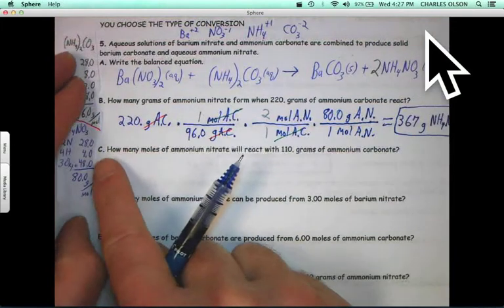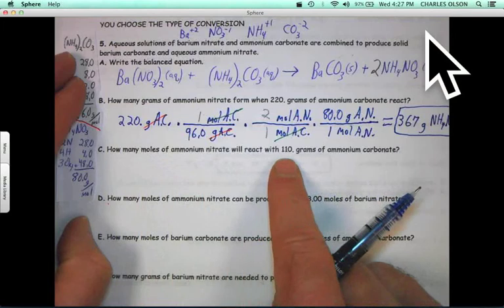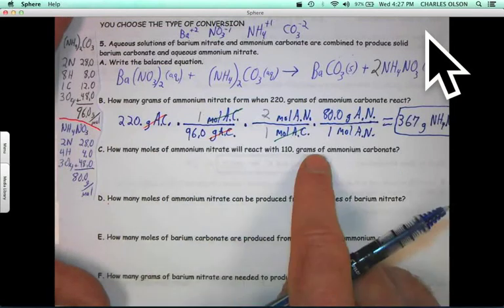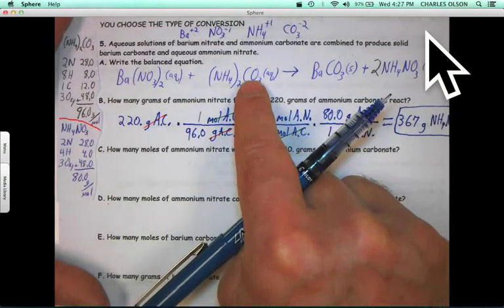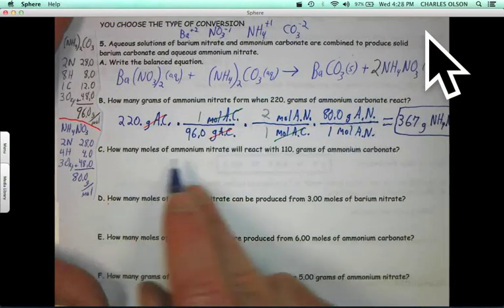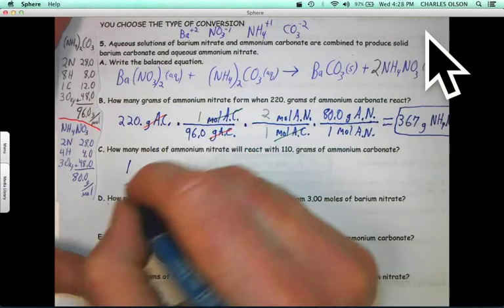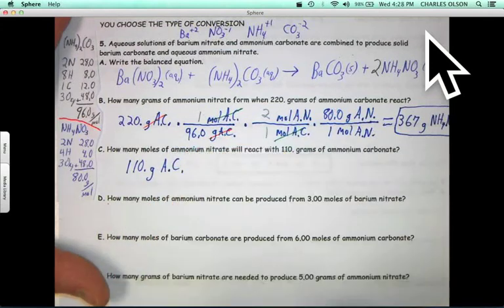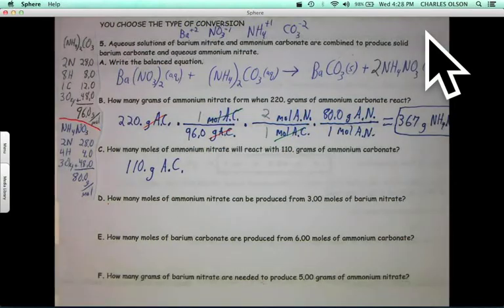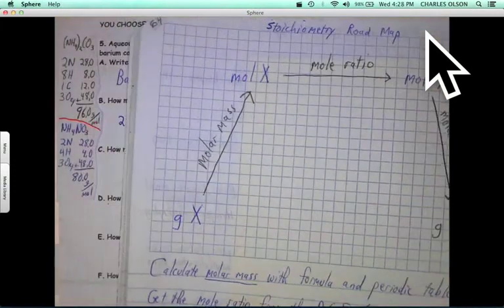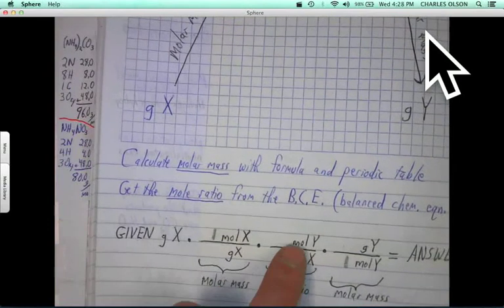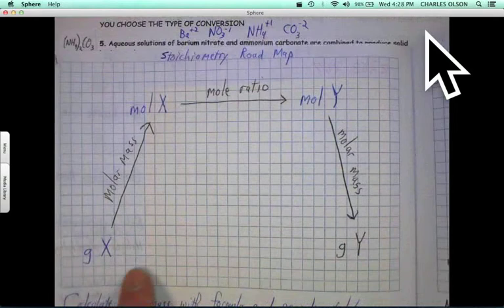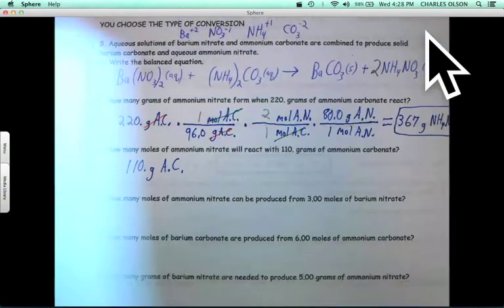Let's try C. How many moles of ammonium nitrate will react with 110 grams of ammonium carbonate? Okay, so now we're given the grams of ammonium carbonate, the reactant, and we're asked to calculate the moles of this product. So we start with our given, 110 grams of AC. In this case, we're going from grams of X to moles of X, moles of X to moles of Y. So we're starting with grams, going to moles of X, and then moles of other substance. It asks for how many moles.